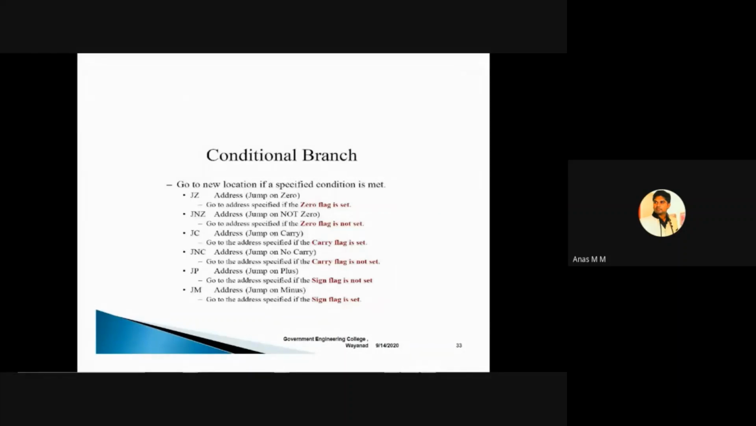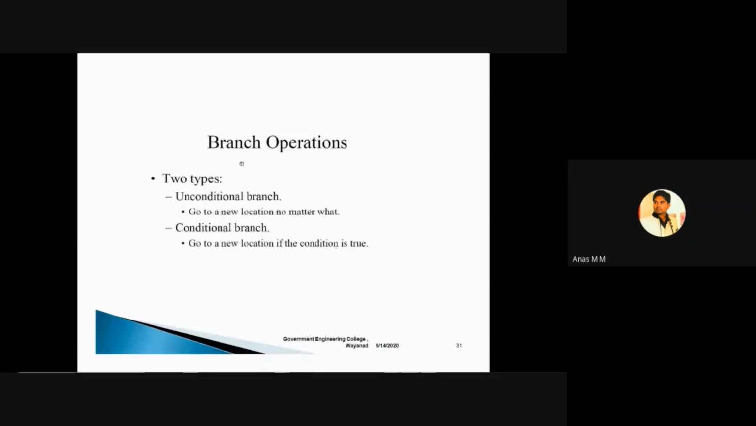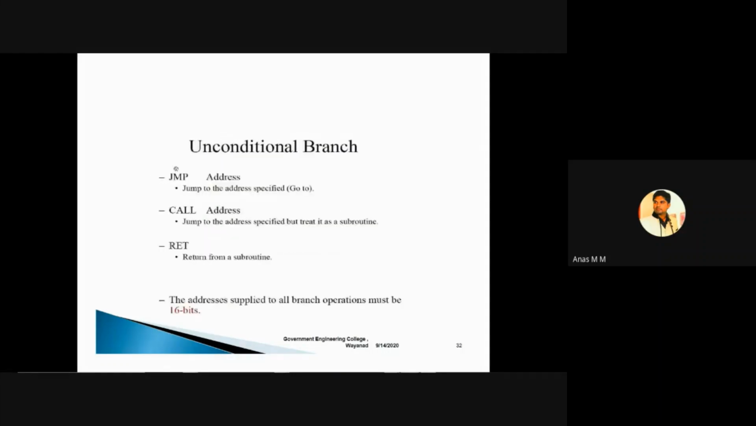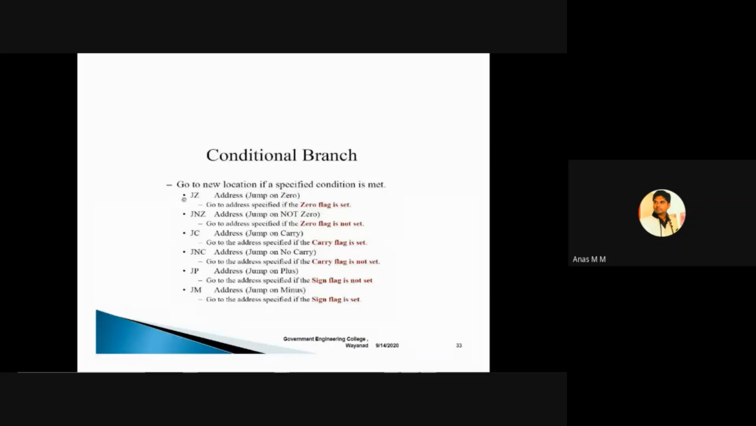I hope the difference is understood. In branching instructions, there are two types of branching: unconditional branching and conditional branching. Unconditional means we are not checking the status of the result. We are jumping without checking any conditions. But in conditional branching, we need to check the status of the result.